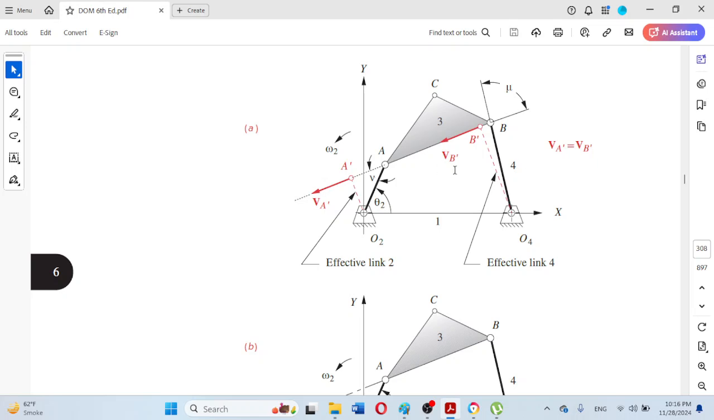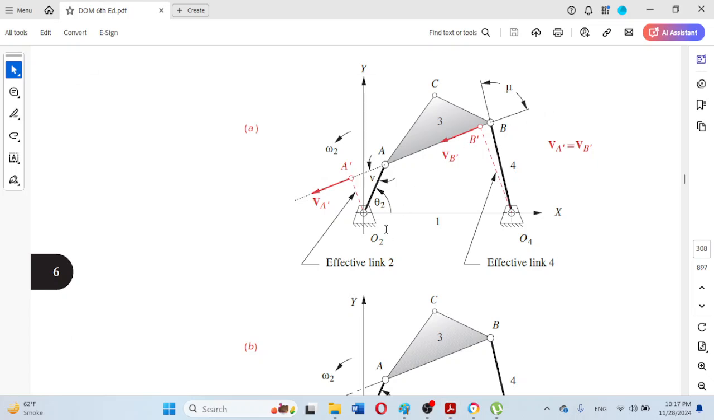As we can observe here, the author states that these effective links O to A dash and O4 B dash must be parallel with each other, but they can make any angle with this extended coupler link. AB is the physical or fabricated coupler length, and this dashed line is the extended coupler link in both directions of its location.